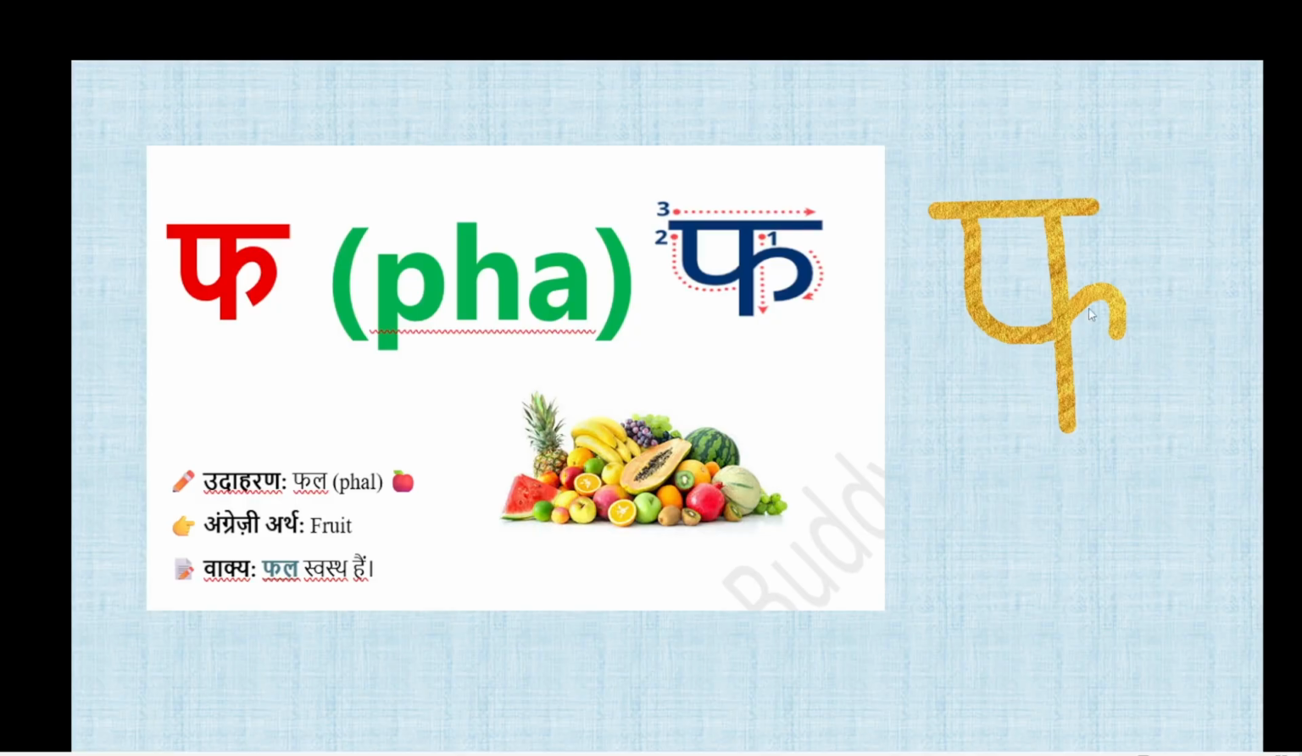I call this a loop. I repeat, a small standing line followed by a loop, a standing line again, finally a Shirureka on top. So remember, whenever you see the letter Pha, pronounce it as Pha and think of the word Phal, meaning fruit.